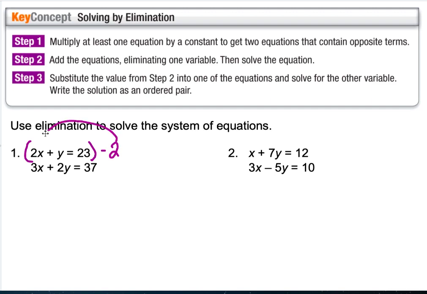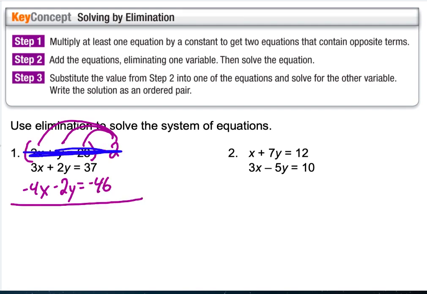So that -2 gets multiplied times everything. So I get -4x minus 2y and -46. But now you'll see that my 2y and my minus 2y are going to cancel each other out. They're going to turn to 0. So I have 3x minus 4x is -1x. 37 and -46 is -9. So I get an x of 9.